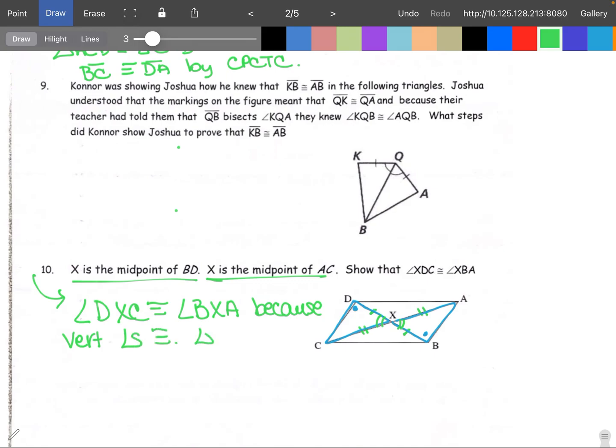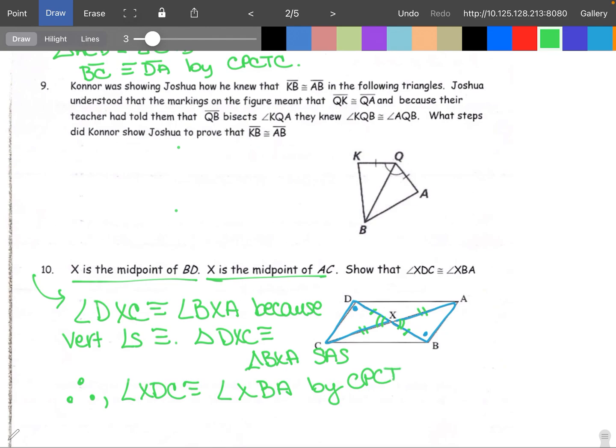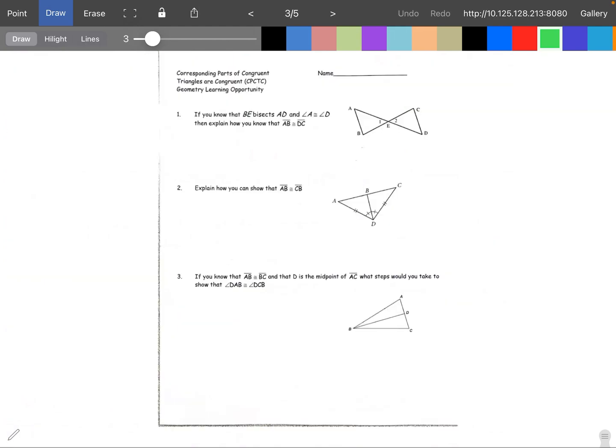Okay, so triangle DXC is congruent to triangle BXA. Again, side angle side. Okay, therefore, angle XDC is congruent to angle XBA by corresponding parts of congruent triangles are congruent. Ta-da! Okay, so that wraps that up, but I want to go to the homework.